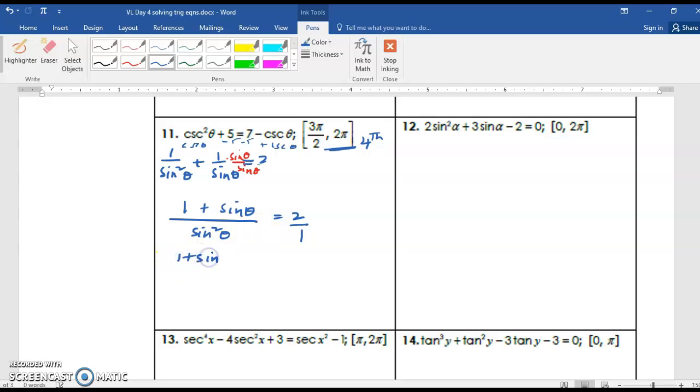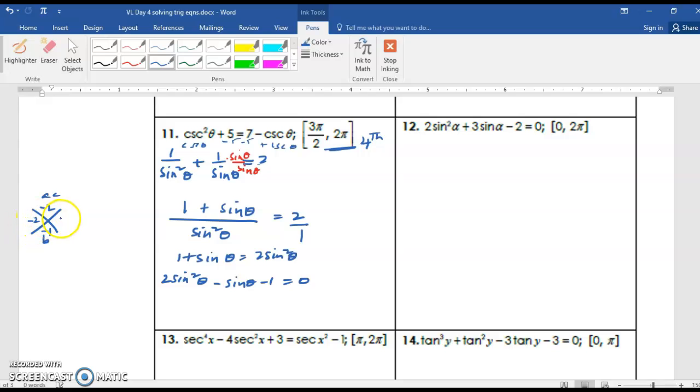This becomes 1 plus sine theta is 2 sine squared theta, and this becomes a quadratic. Bring everything to one side such that the square term will be positive. So it's easier to solve a quadratic when the x squared term is positive. So this is what it becomes. And if you remember the good old x method to solve the quadratic, this is a times c on the top, b at the bottom. Remember that? We did all of it last year in algebra 2. So this is the product and this is the sum of the roots.